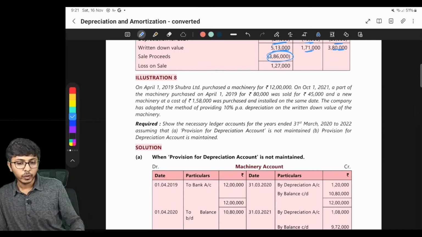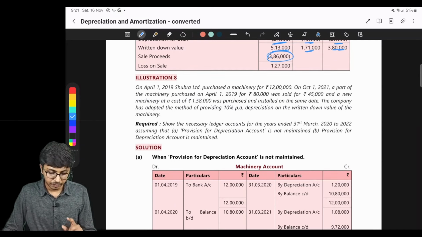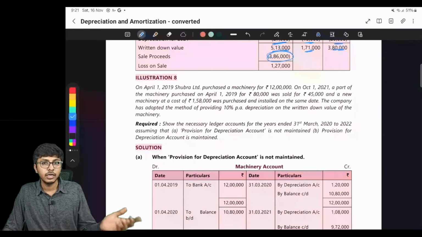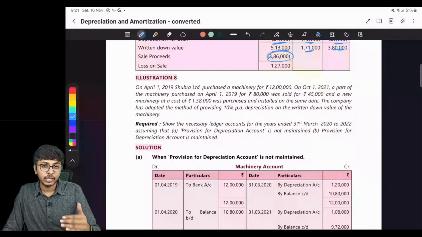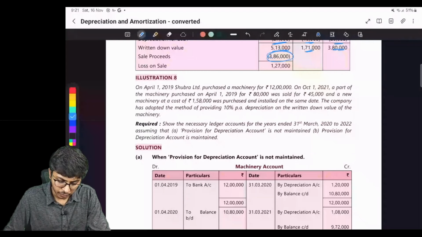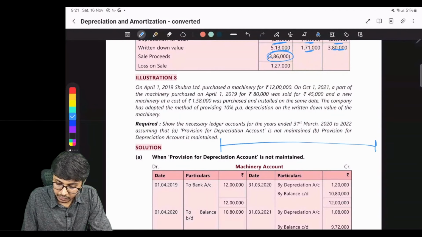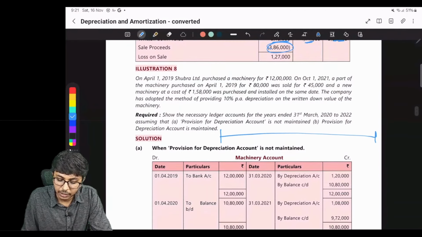Okay, now quickly we will see another illustration. In this case, there is provision for depreciation, and in other cases there is no provision for depreciation. So on 1st April 2019, quickly bring out the timeline. On 1st April, purchased a machinery for 12 lakhs.